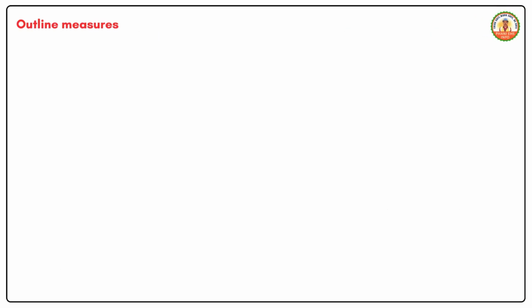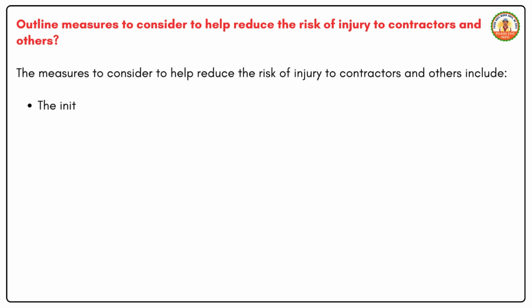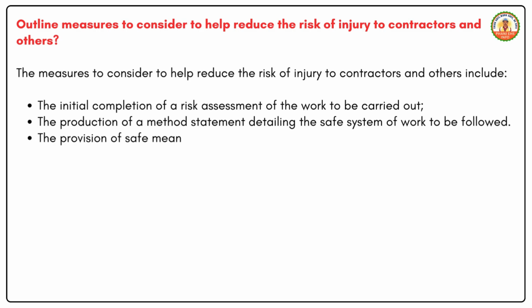Outline measures to consider to help reduce the risk of injury to contractors and others. The measures to consider to help reduce the risk of injury to contractors and others include the initial completion of a risk assessment of the work to be carried out. The production of a method statement detailing the safe system of work to be followed. The provision of safe means of access to the place of work.